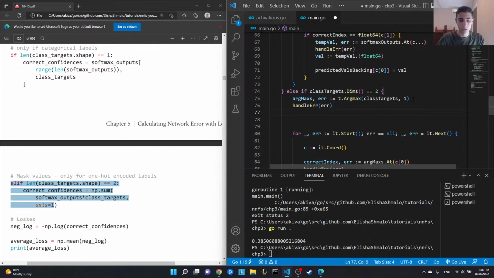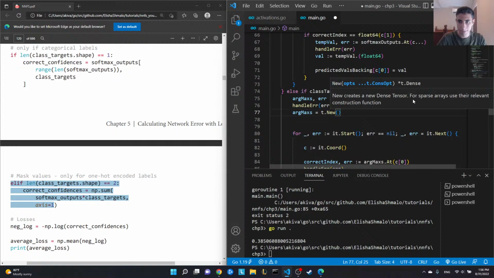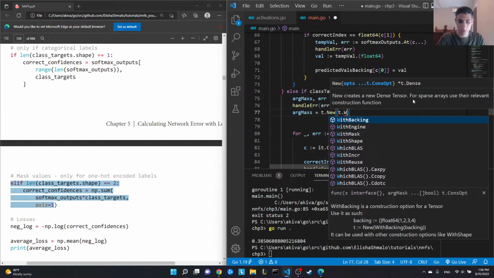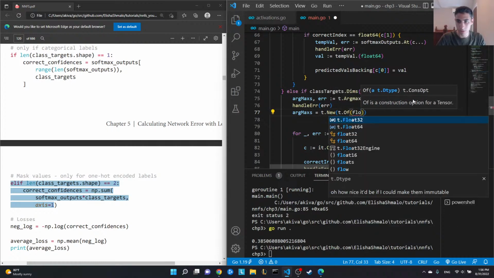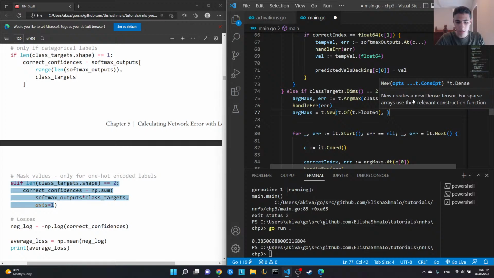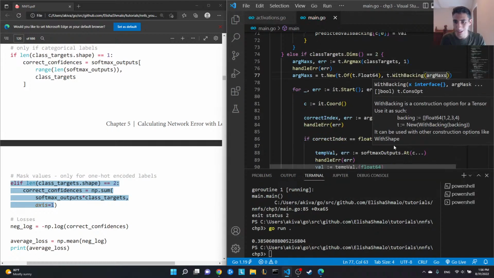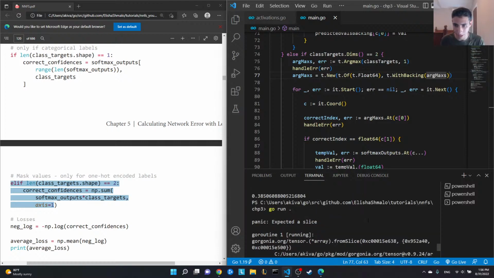I guess maybe I can make a new argmaxes equals t dot new, t dot with, t dot, I don't know, sorry, this is t dot of float64. I wonder if you could just do a t dot with backing. I wonder if you could put a backing as a tensor, argmaxes. I wonder if that works. I'm not sure. Let's see. No, you definitely can't. Okay, fine. Expected a slice. No. Okay, that's slightly annoying.